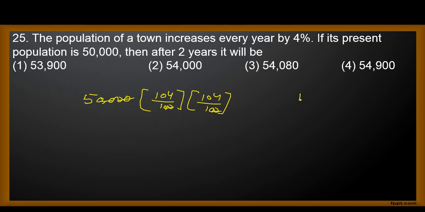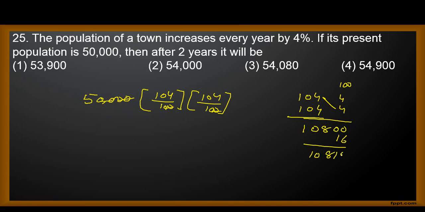Simple. How will you calculate this? 104 into 104 is nothing but take the reference 100. This is 4 and 4. So diagonally take this: 104 plus 4 is how much? 108 followed by 2 zeros. 4 into 4, 16. This is equal to 10816.